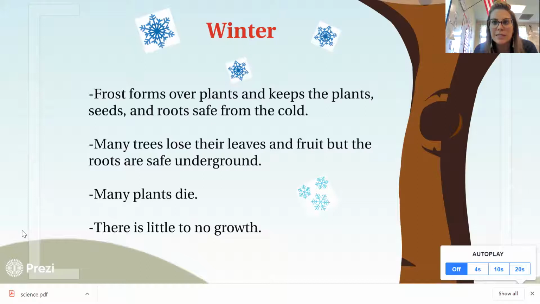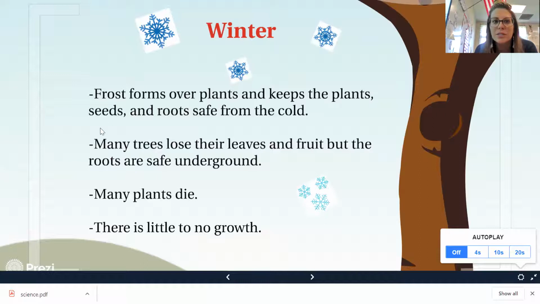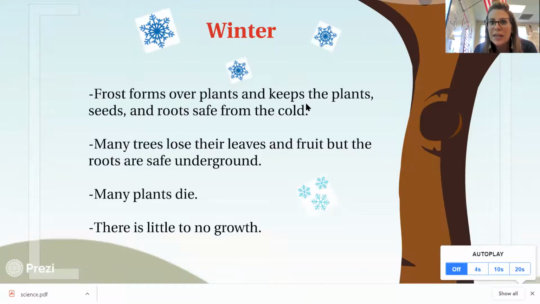My least favorite season, winter. So this is really interesting. When there's really cold weather, frost comes and it forms over the plants, and actually, it keeps the plants, seeds, and roots safe from the cold. Interesting. I did not know that. Many trees lose their leaves and fruit, but the roots are safe underground.